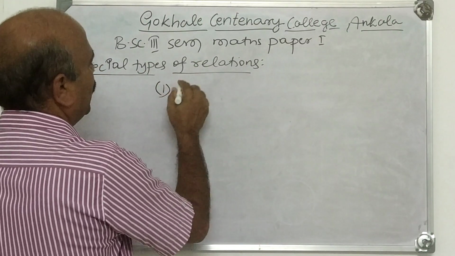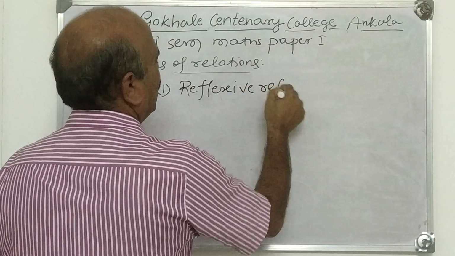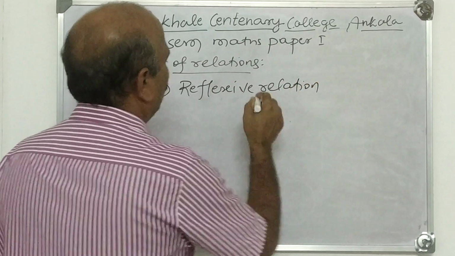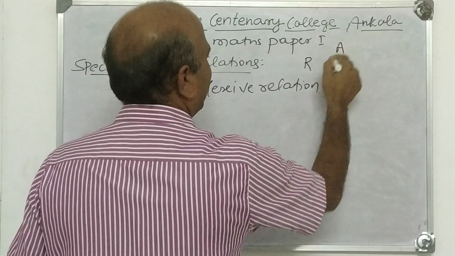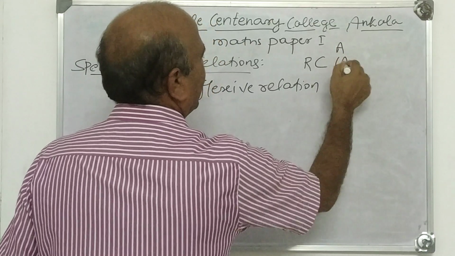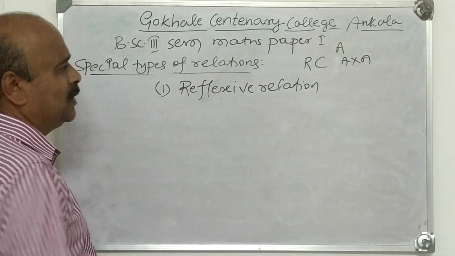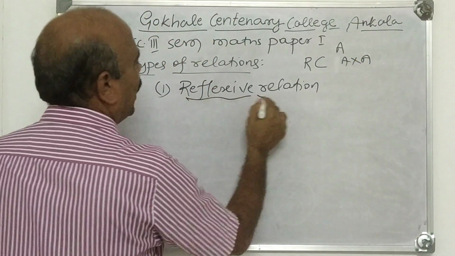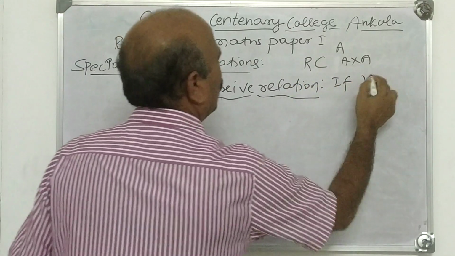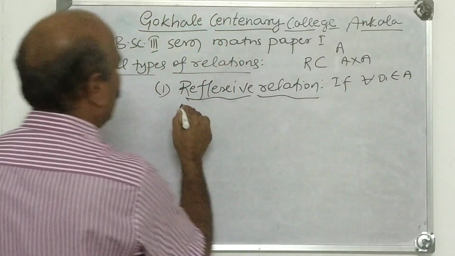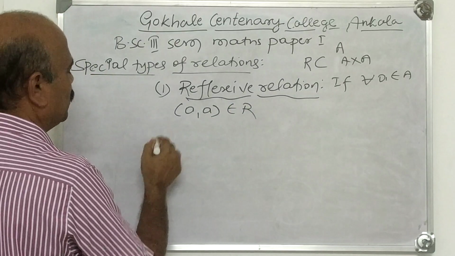First one is called reflexive relation. Reflexive relation. Reflexive means, what is a relation? A relation in a non-empty set A is a subset of A cross A. That is called a relation in a set. Now relation R is said to be reflexive if for all a belongs to A, the ordered pair (a, a) belongs to R, then R is said to be reflexive.